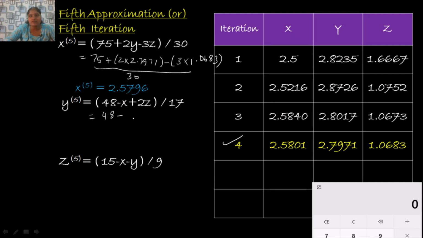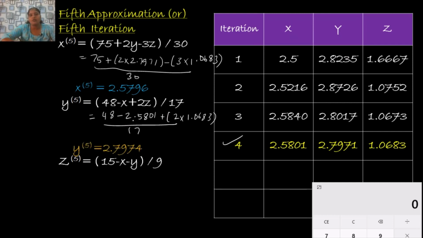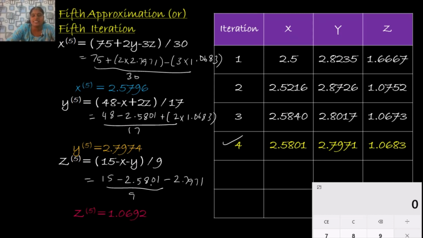Let me move on to calculating the value of y. 48 minus x value, which is 2.5801, plus 2 product z value, which is 1.0683, over 17. Simplifying this you get the value of y as 2.7974. And calculating the value of z, that is 15 minus x, that is 2.5801, minus y value, which is 2.7971, over 9. Simplifying this you get the value of z as 1.0692.